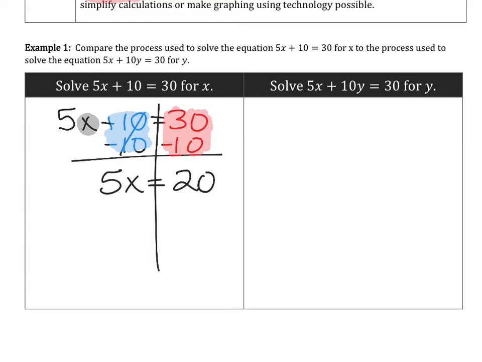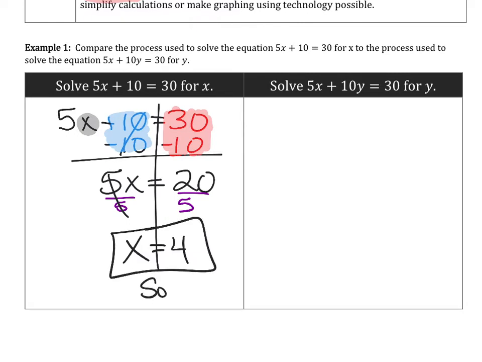To keep going, to solve 5x equal to 20, 5x means I'm multiplying. What's the inverse of multiplying? Dividing. So I'm going to divide both sides by 5. I'd be left with x equal to whatever 20 divided by 5 is, which is 4. I have my solution. That's the goal of solving a single variable equation.